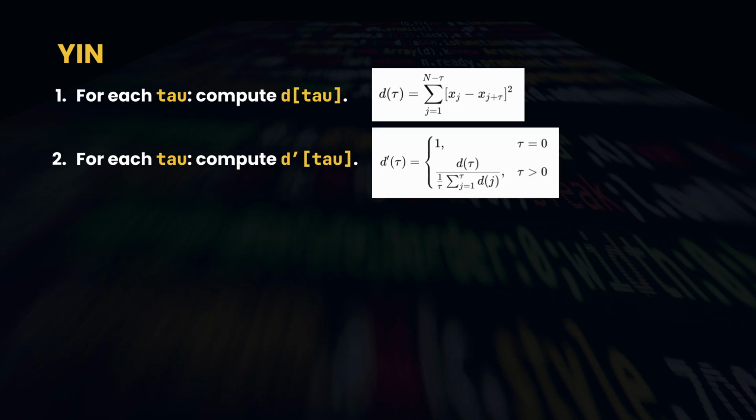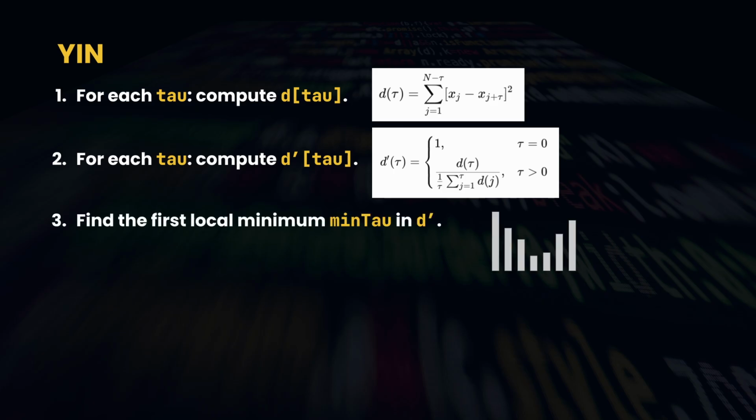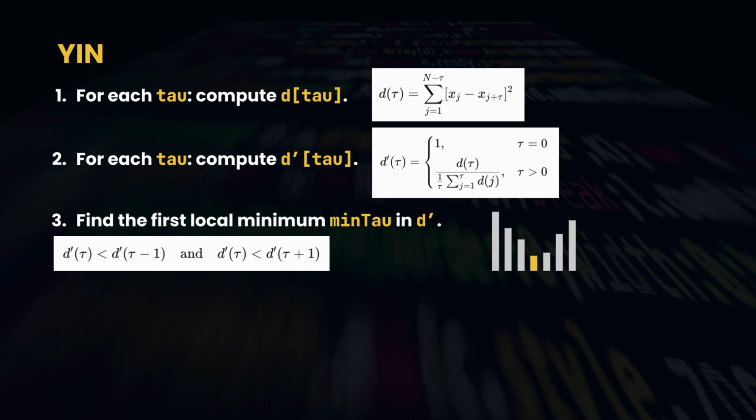This is just another normalization technique. Next, find the first local minimum in D'. Given an array of numbers, what is the local minimum? It's just the number whose neighbors are larger. So we are looking to meet these conditions.